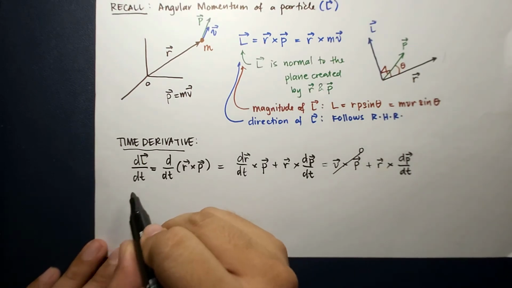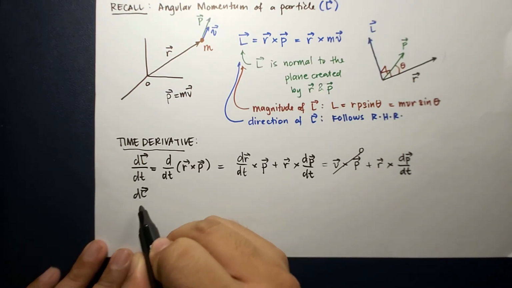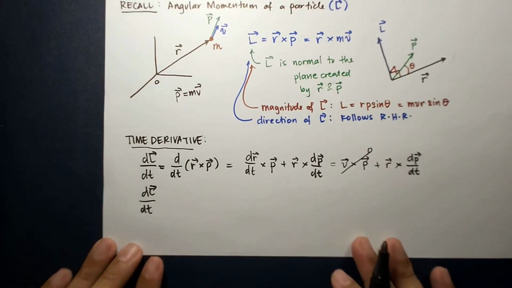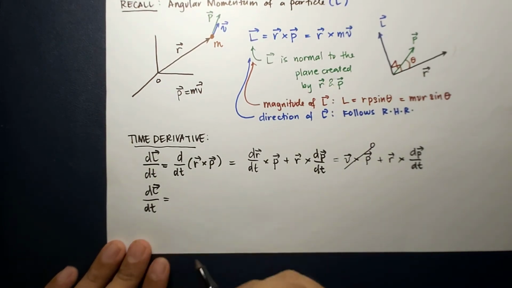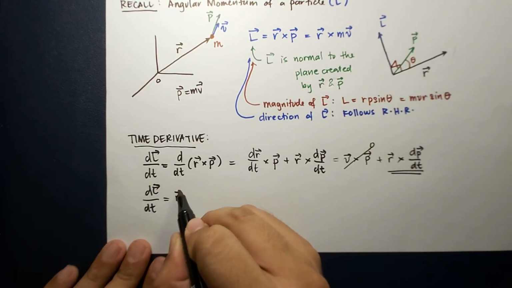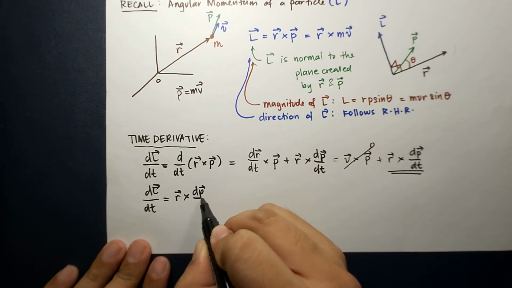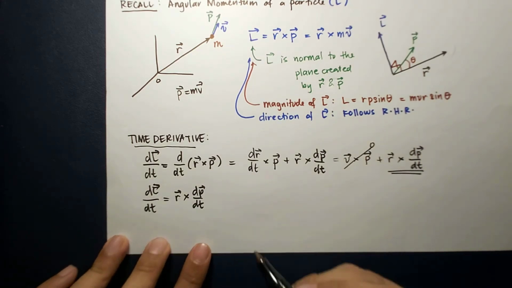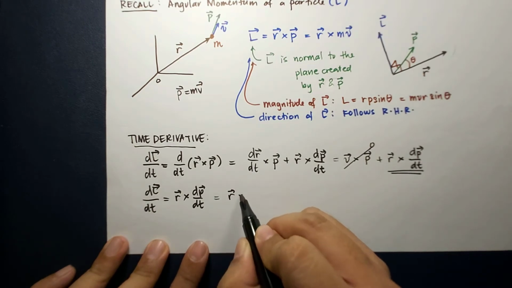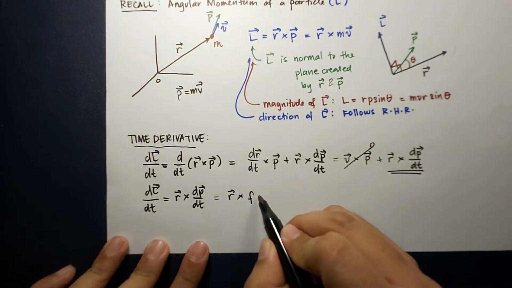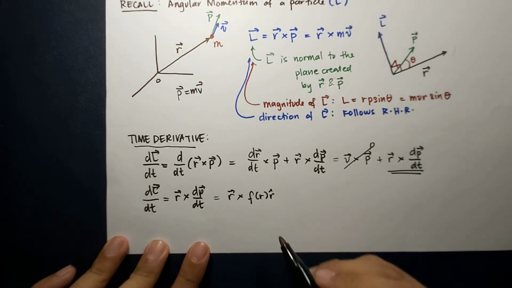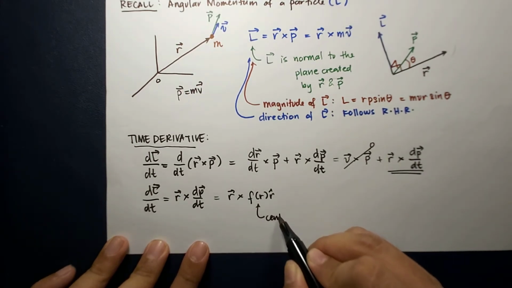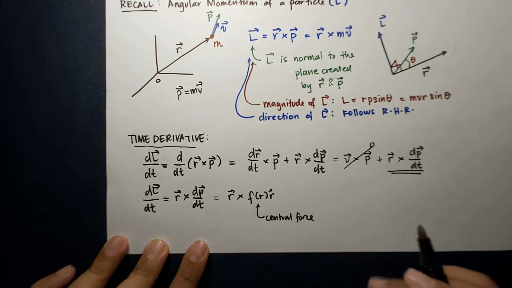Therefore, the time derivative of your angular momentum can now be reduced to r cross the derivative of p with respect to time. We know that this is basically Newton's second law of motion. So this is r cross some F along the direction of r. We call this your central force.